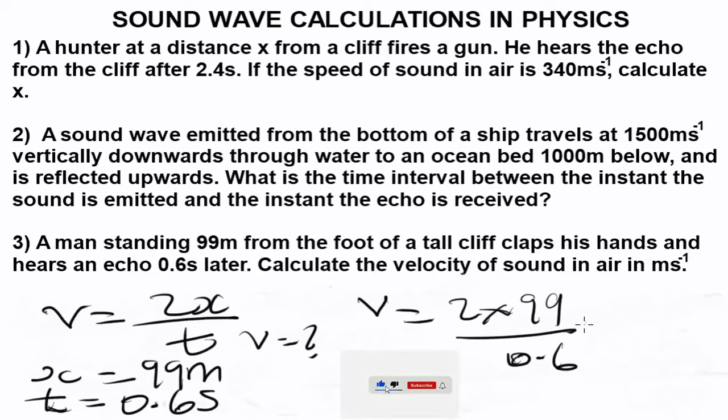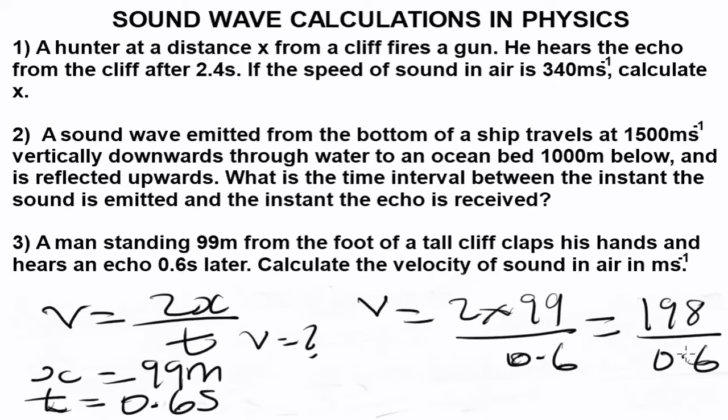So when you simplify this, let me punch it in my calculator. Okay, so 2 times 99 will give us 198 over 0.6. Okay, so 198 divided by 0.6 is going to give us 330 meters per second, and this will be the velocity of sound in air. Alright, so let's wipe this and solve further questions on sound wave.